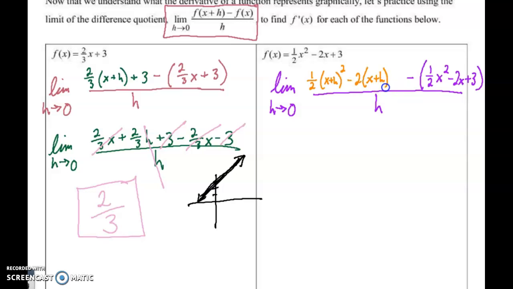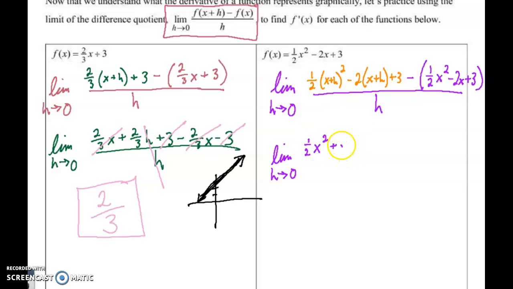Now this one's not nearly as easy because there's a lot more work to be done. So you have the limit as h approaches 0. And again, I'm going to do 2 steps at once because I expect you to be able to do foiling and then plus 2xh plus h squared. But you'll notice you have to also distribute that 1/2 to each of those.